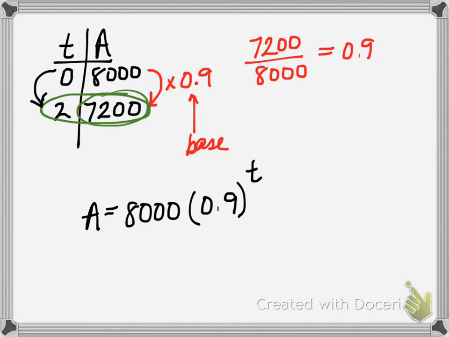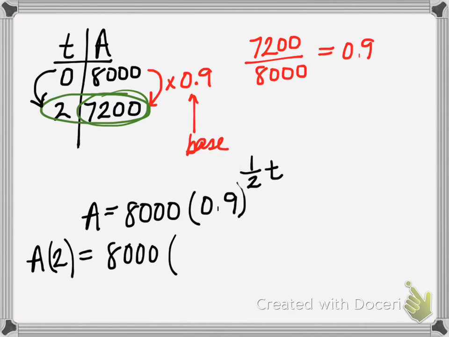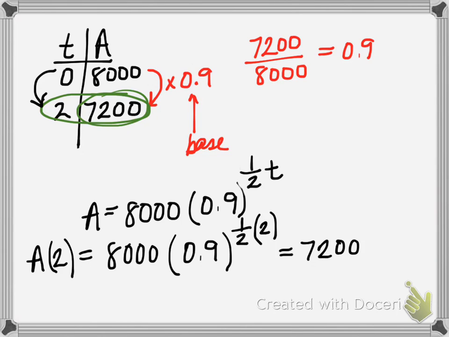So to fix this, I have to adjust my exponent. I want to be able to substitute in a 2 and get out a value of 7,200. So rather than having a t here, I'm going to need a 1/2 t. Watch how this adjustment will make this work. If we're taking A of 2, then we're taking 8,000 times 0.9, and now it's 1/2 times 2, so we'll be raising that to the first power, which will now give us 7,200 like we intended.